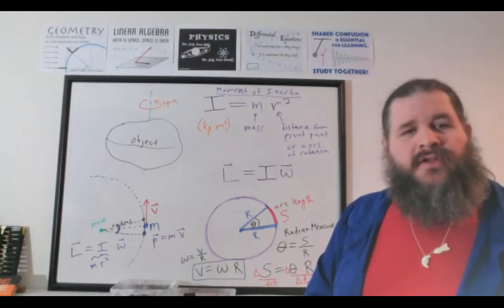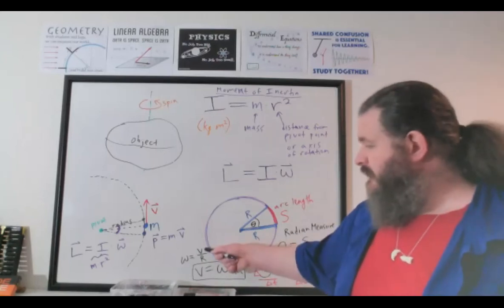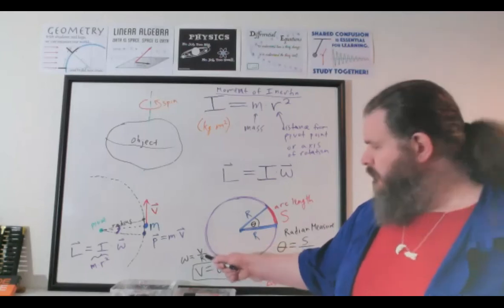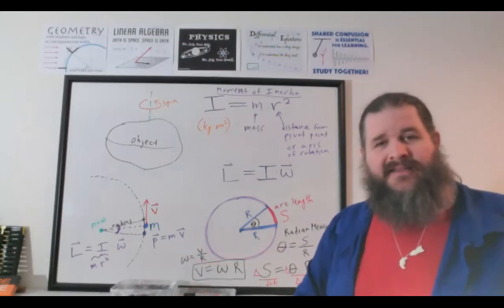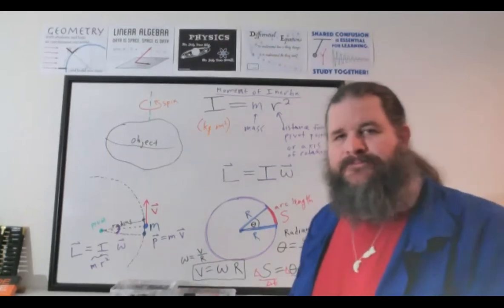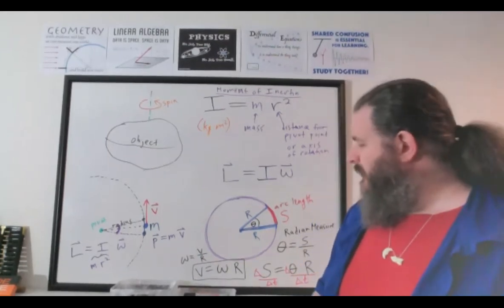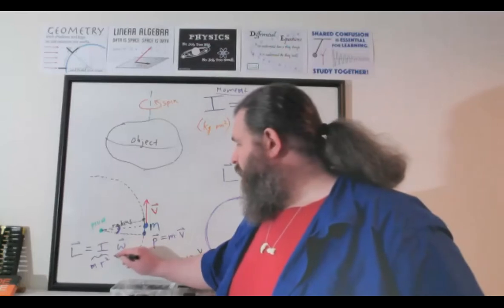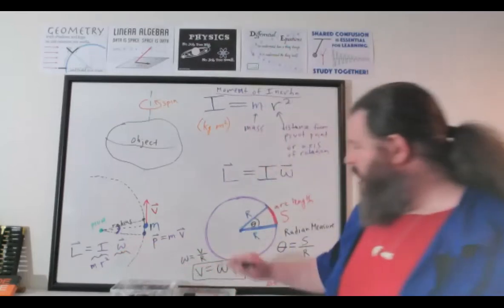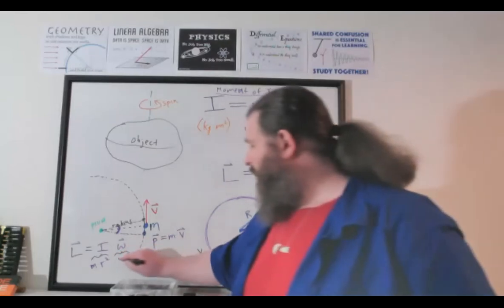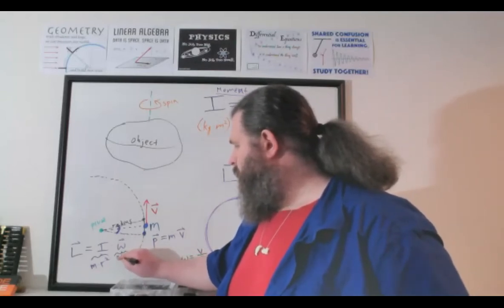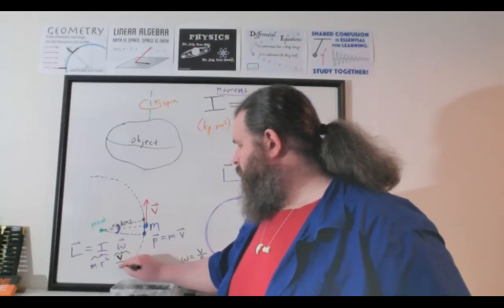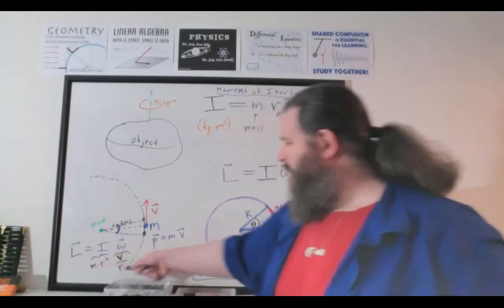And notice that this gets the units to work out right also. Translational velocity is meters per second. We divide by meters, we're left with 1/seconds, or radians per second in the text. So if we make that substitution, if we replace angular velocity with translational velocity divided by radius, what happens when we combine these?